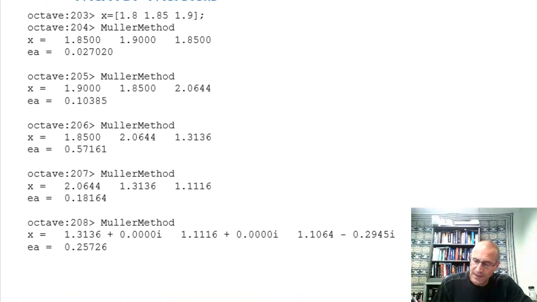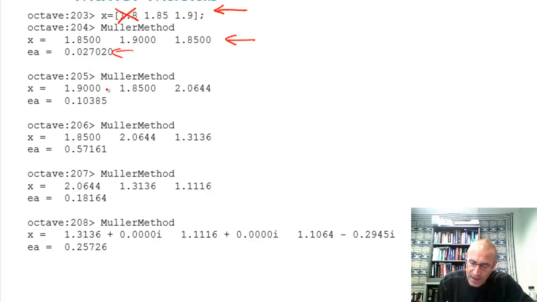Let's go ahead and look at this, and actually I'm running this in Octave. It runs just like MATLAB. So in this first line, I'm putting in my initial guesses, 1.8, 8.5, and 9. Then I run that Muller method function, and it computes a new value of x. The new x3 value was 1.85. I knocked off the one at the end and shifted it down, and there's my error estimate.